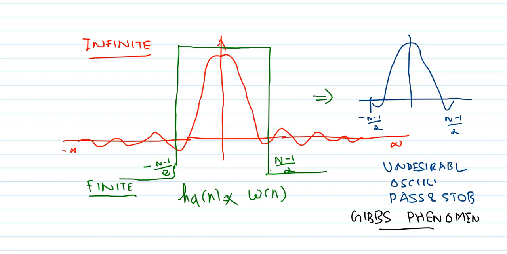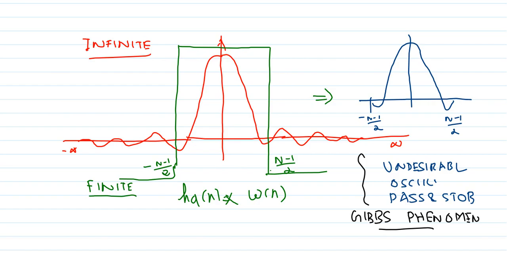And this method of creating finite impulse response filters by multiplying a window function with your infinite impulse response is called the windowing method. It's the basic concept of the windowing method. There are different windows available, and with each window we try to reduce these oscillations. The basic window is called the rectangular window.